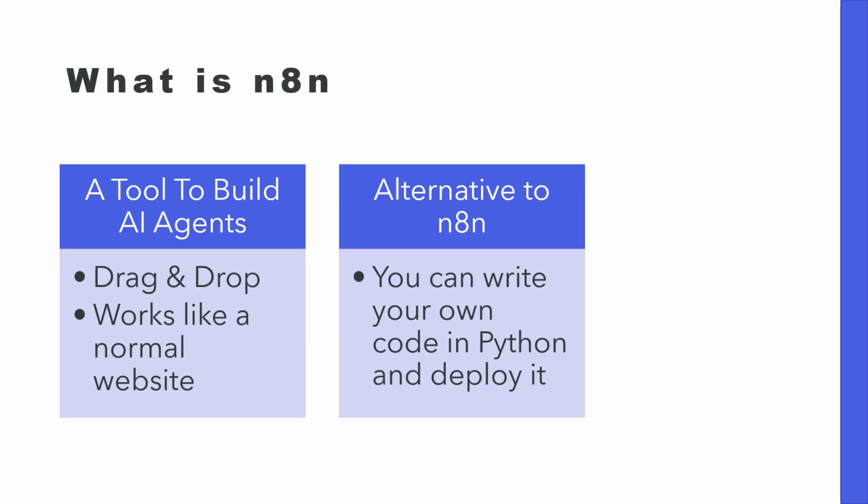Now, what if you don't want to use n8n? This course is geared towards n8n. But if you don't want to use n8n, you can actually write your own Python code in any other language, basically, and deploy it. There are other tools out there like n8n, like make.com. But we are going to look at n8n in this course.